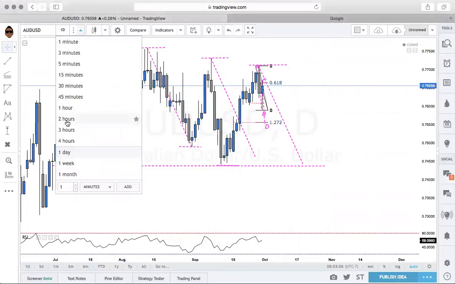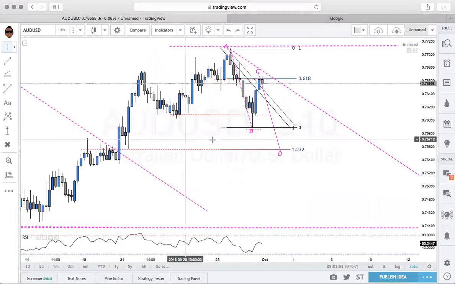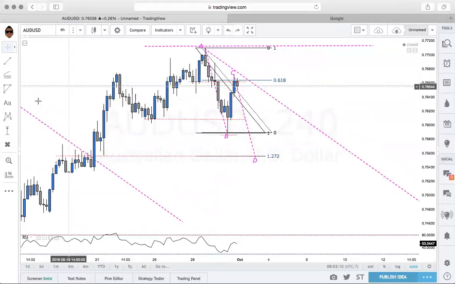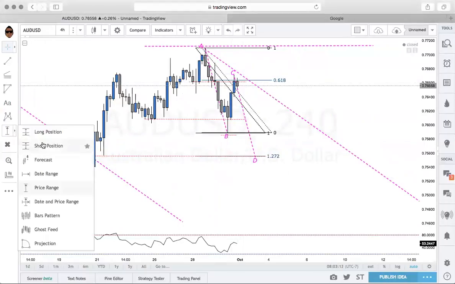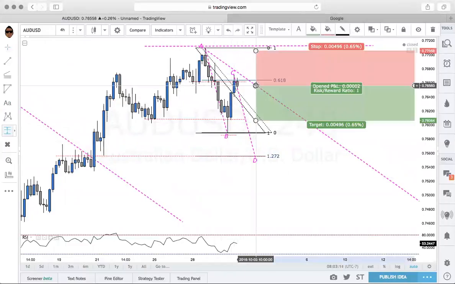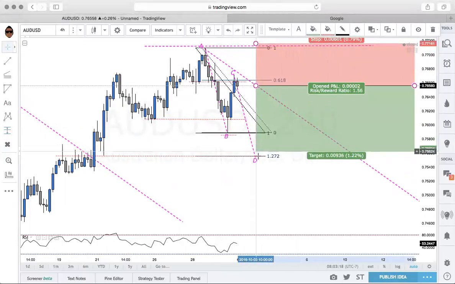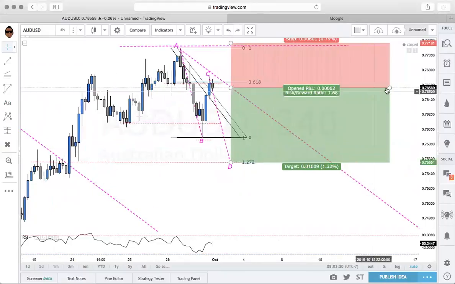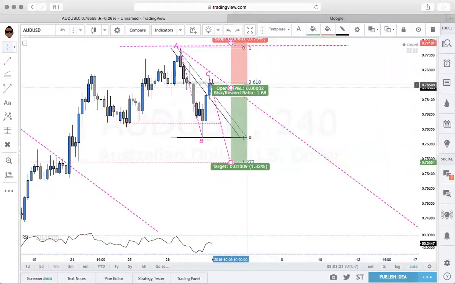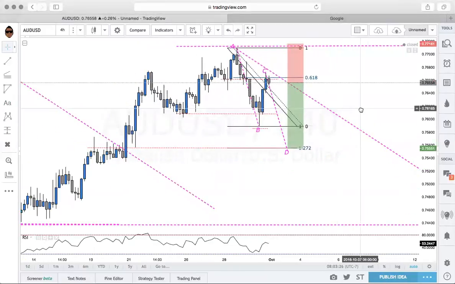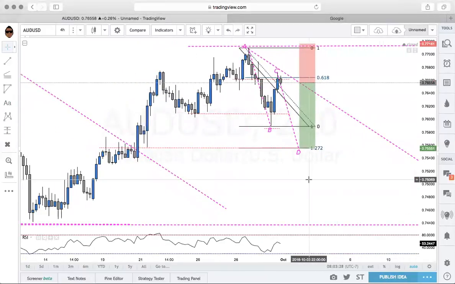So definitely favoring the downside on the AUD-USD, guys. We're looking at a potential, let's see here, stops above A, target is D, and we're looking at a potential little over 1.5 to 1, guys. So that's what I'm looking at for this market open. I'll see you guys next week.